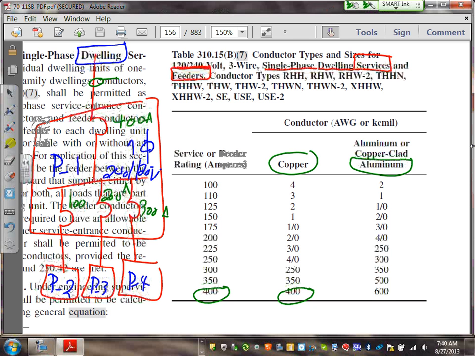Now, how many conductors do I need? I have three phase, I have single phase. Single phase 240-120. How many conductors? Two hots and a neutral. Three conductors. So I need two hots and a neutral, three conductors.